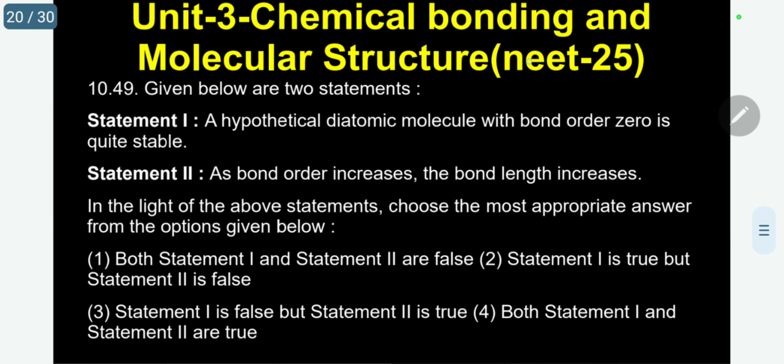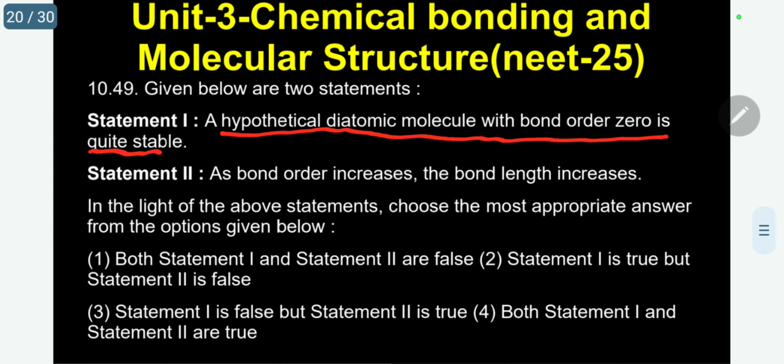Question number 10. Kindly follow. It is given in terms of statements. Given below are two statements. Statement 1: A hypothetical diatomic molecule with bond order 0 is quite stable.